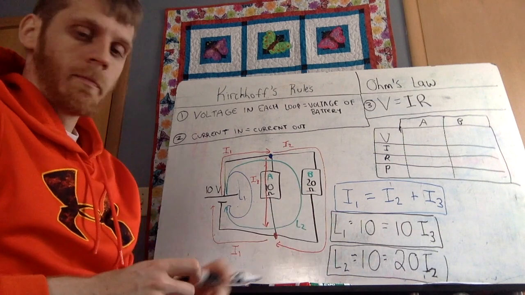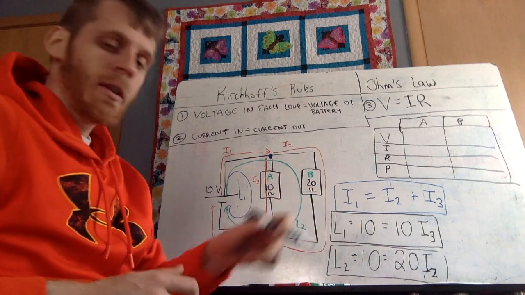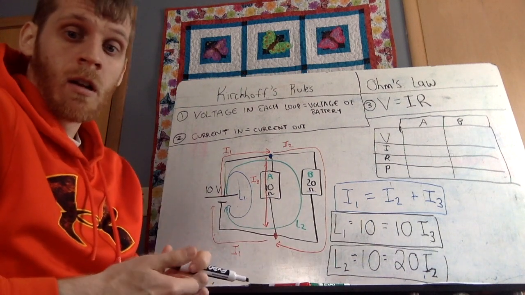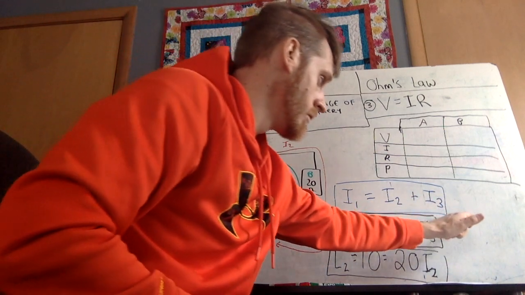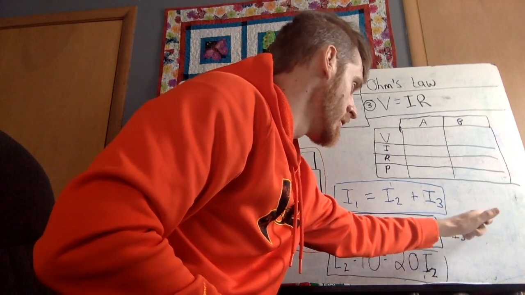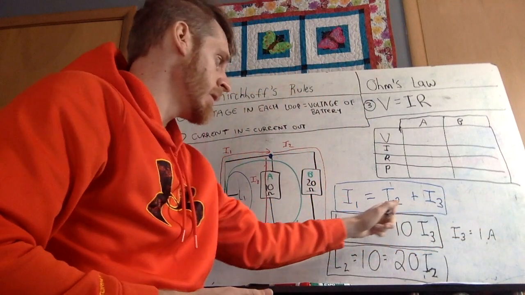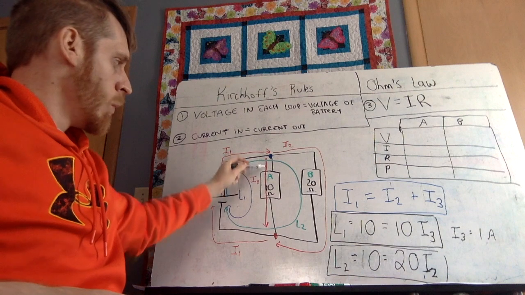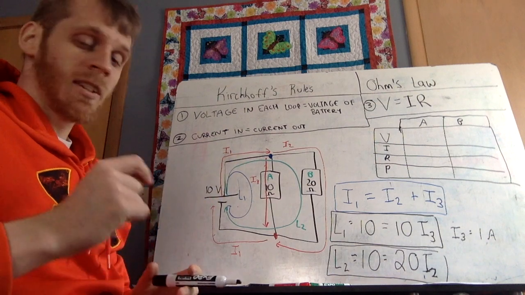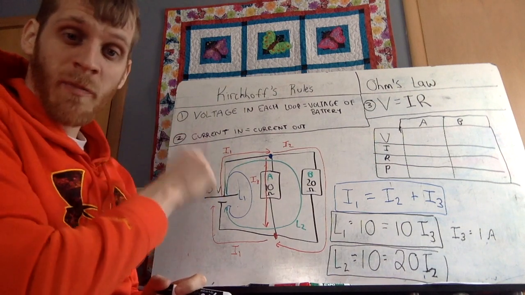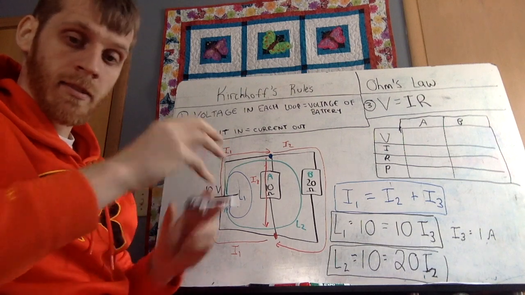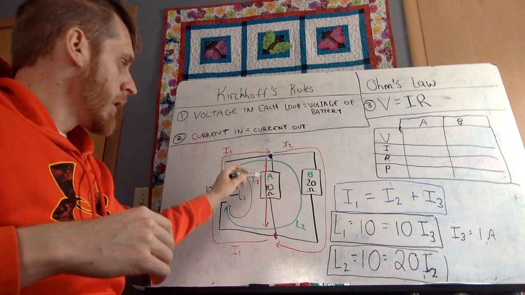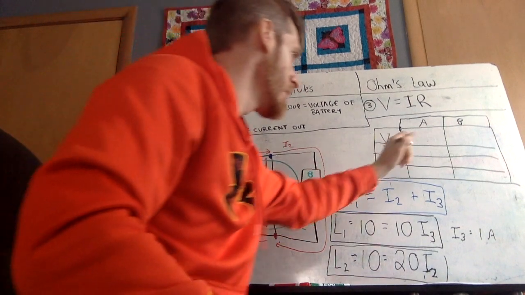Let's look at L1. All right? I have 10 equals 10 I3. So what's I3 equal? Well, I3 is going to equal 1 amp, because 10 equals 10 times 1. Well, if I look at I3, what thing is using I3? That's resistor A. So based off my picture, that's where a picture is really useful, and these labels and things are very useful. I know that the current going through A is 1 amp.